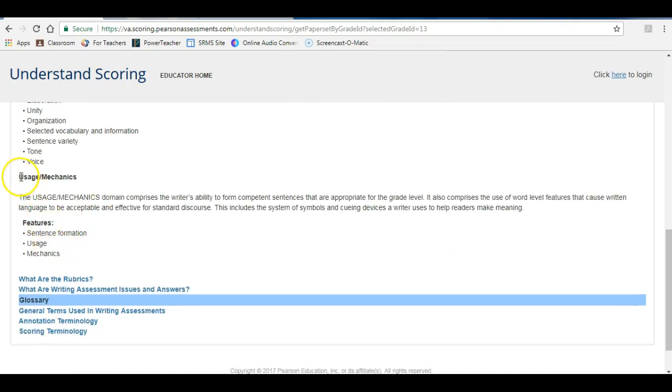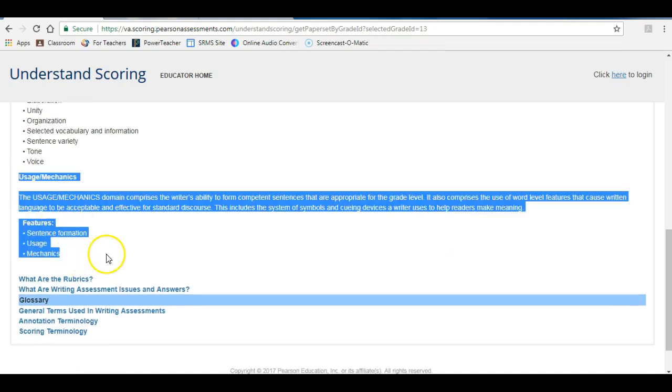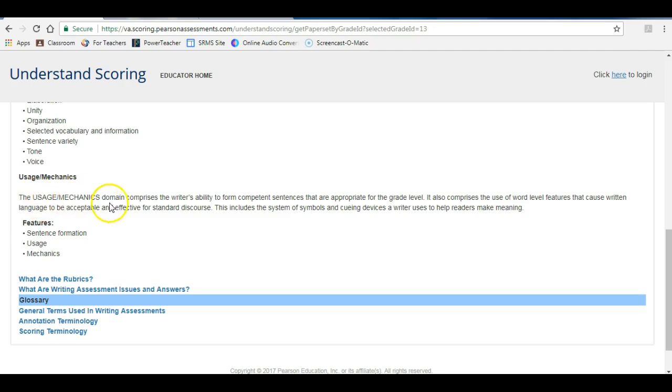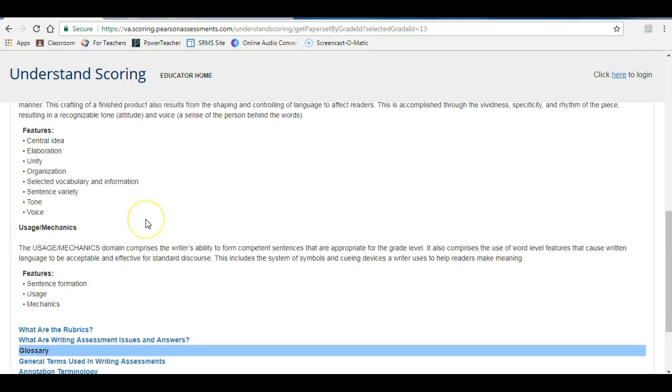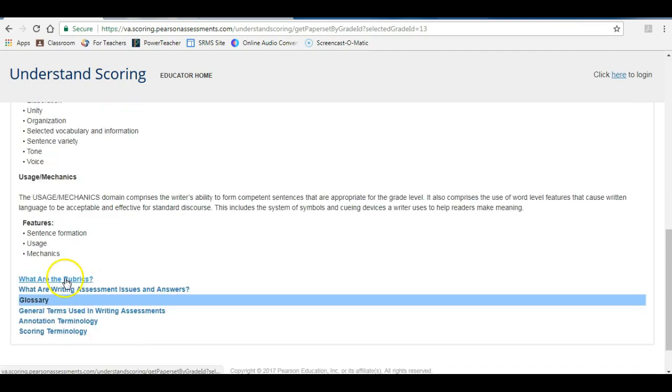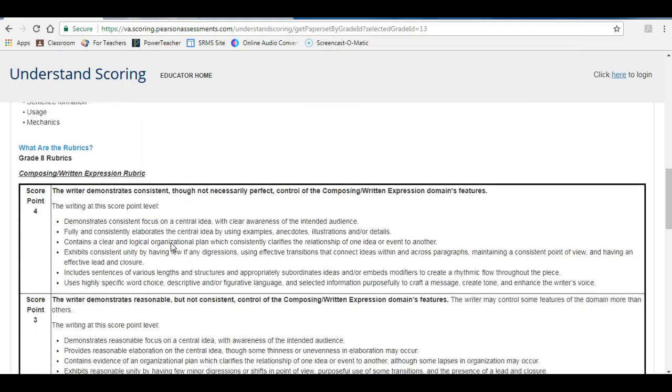Then the second domain is all the little picky stuff, usage and mechanics. So ability to form competent sentences, appropriate for the grade level, spelling, punctuation, capital letters, sentence agreement, all this stuff. So your picky grammar stuff is one domain. So we have composition plus this. Okay, 2 domains. The actual rubric is based on 1, 2, 3, 4.